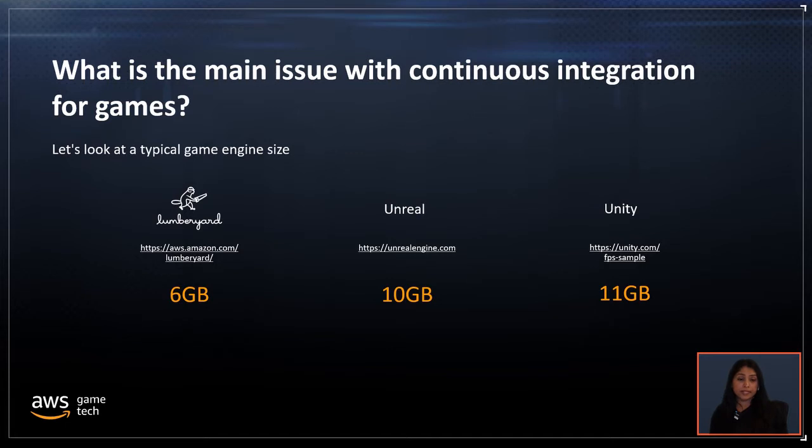Game server comprises game engine, third-party tools, configuration, and game binaries and assets. Let's look at the typical game engine. The size of Lumberyard is 6 gigabytes, Unreal 10 gigabytes, Unity 11 gigabytes. These are in a magnitude of gigabytes.